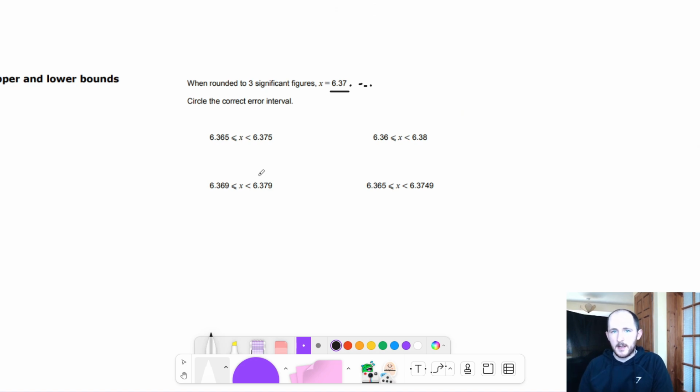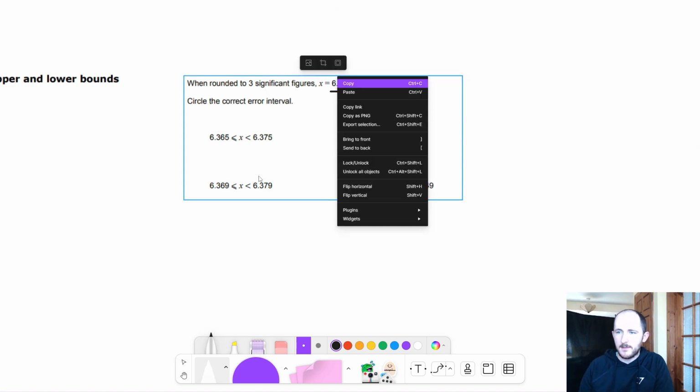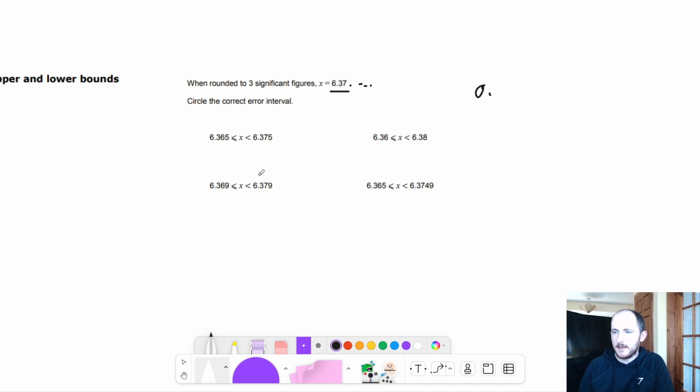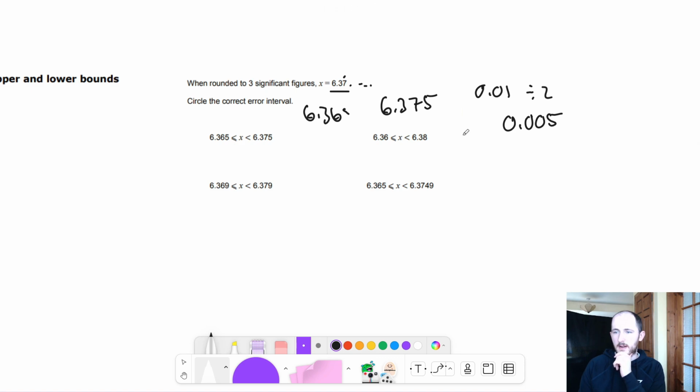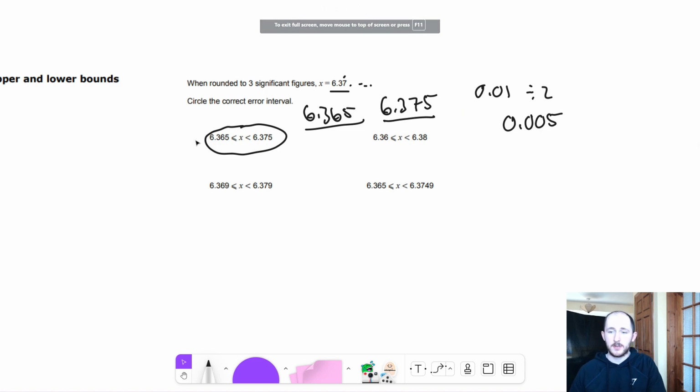So here's what I do. I take the lowest decimal place, which in this case would be 0.01, because in 6.37 there are 2 values after the point. I'm going to half it, which gives me 0.005, and I'm going to add that and subtract that from 6.37. So that gives me an upper bound of 6.375 and a lower bound of 6.365. So I'm just looking for the ones that have these two as our bounds, which again you can just see would be this one here.